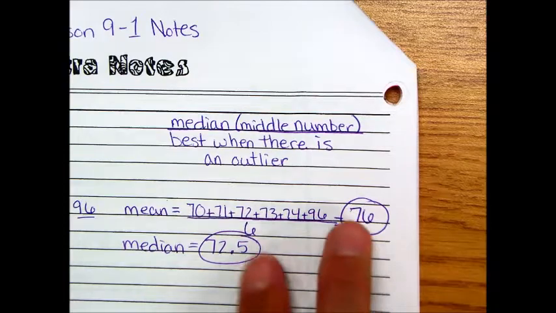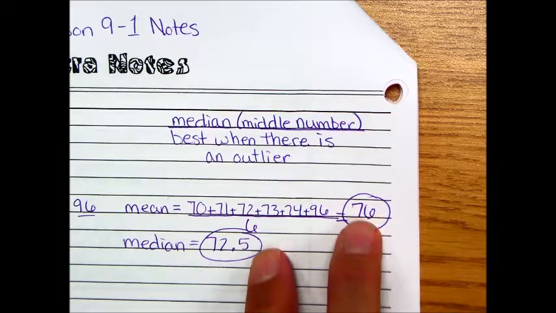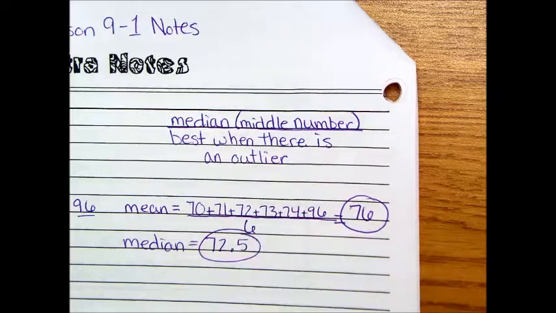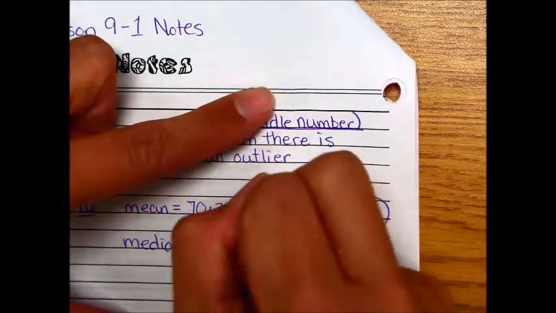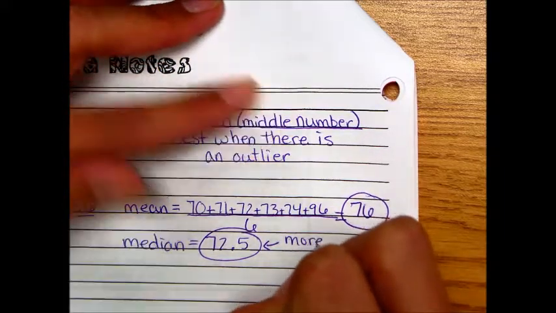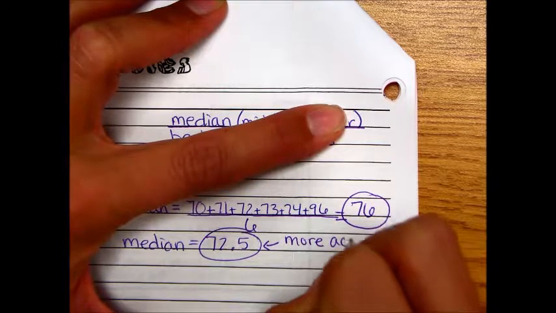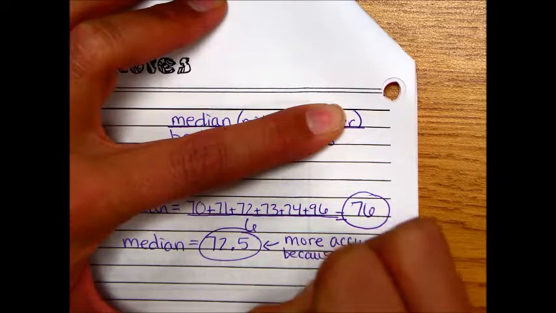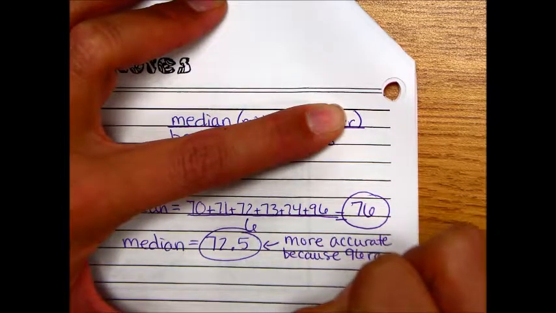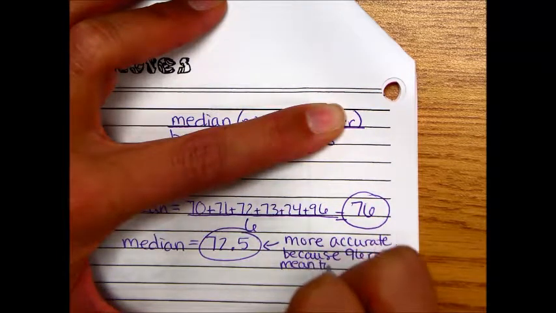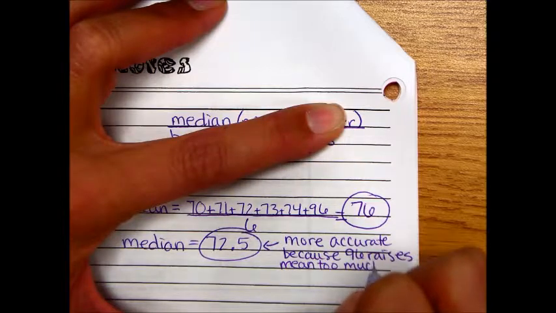So if I were going to describe which one of these is probably a more accurate measure of center, it's probably going to be the 72.5, because I'm going to use median when there seems to be kind of an outlying value. So make this note for me. Again, this is not going in your homework, but it is going in your notes. I want you to make a note that it is more accurate because 96 raises mean too much.